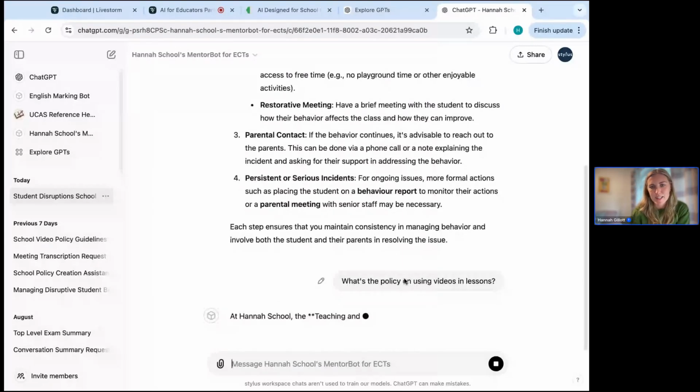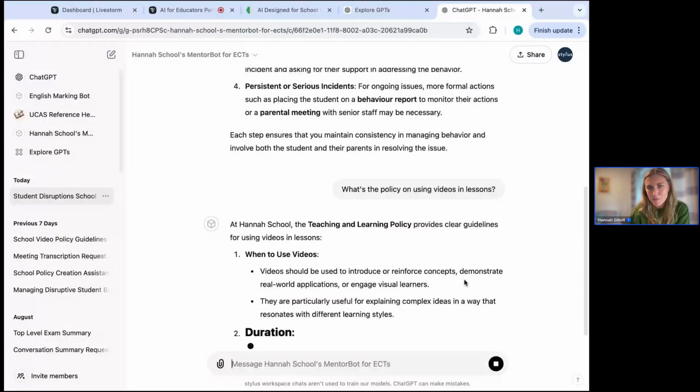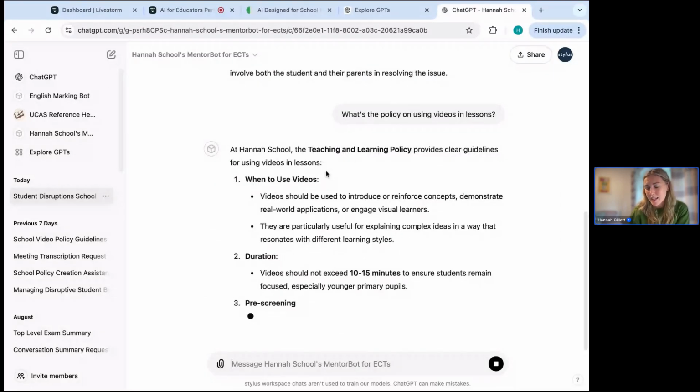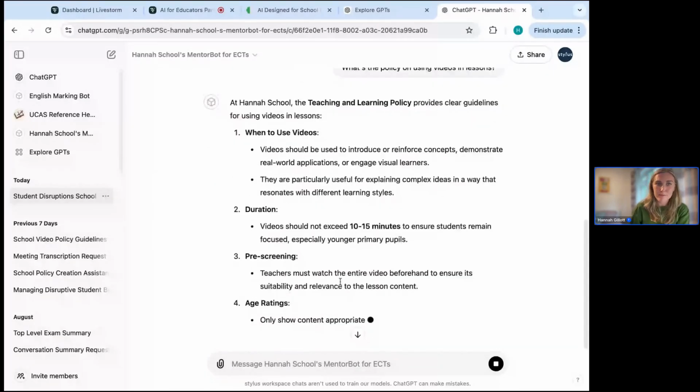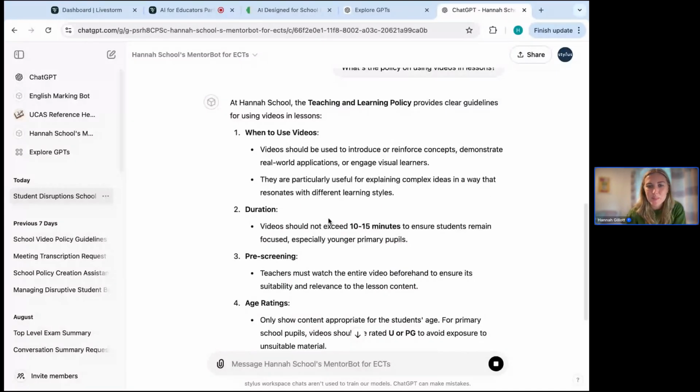And it's going to go reference it at Hannah School. The teaching and learning policy provides clear guidelines. So here is, again, things pulled straight from that fake policy that I wrote earlier. So this can be as personalised as you like. And because it's private, you can put on your actual references, your actual policies. You can put on information about your school that you wouldn't want others to see. And this is totally private within just those people accessing it at school.